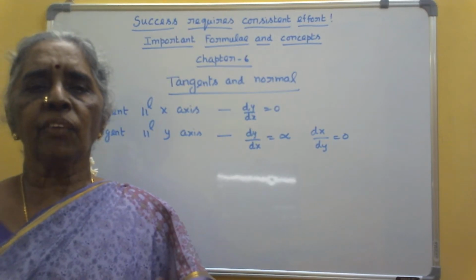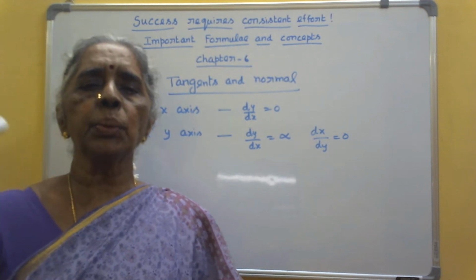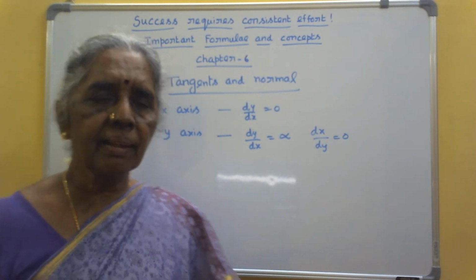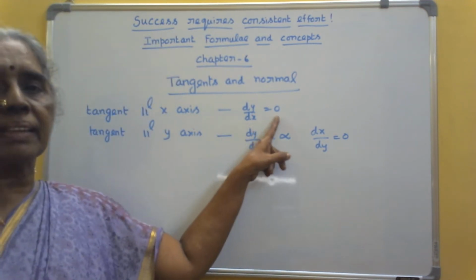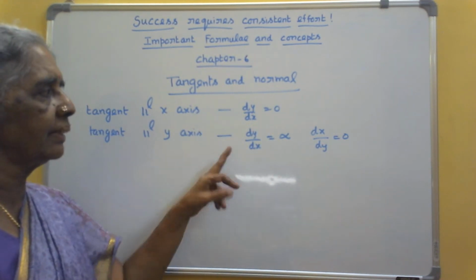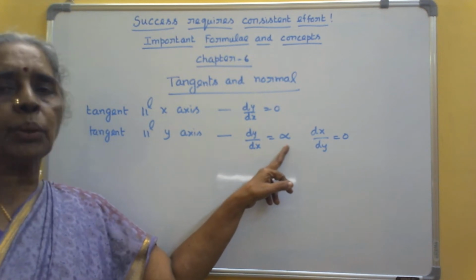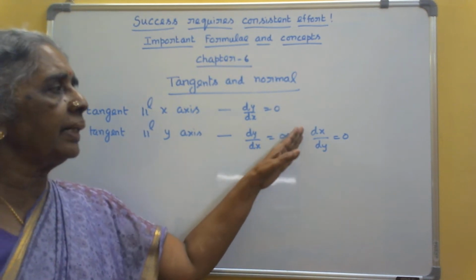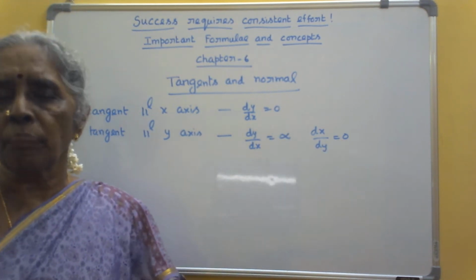Next, if the tangent is parallel to x-axis, what is the condition? dy by dx is equal to 0. If the tangent is parallel to y-axis, dy by dx is equal to infinity, you can say, or dx by dy is equal to 0.